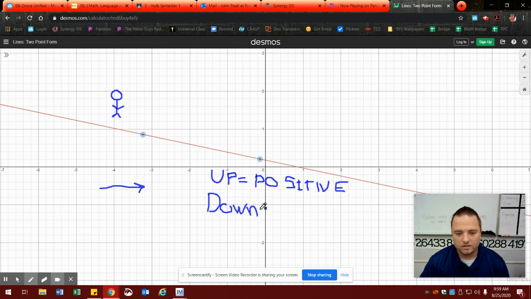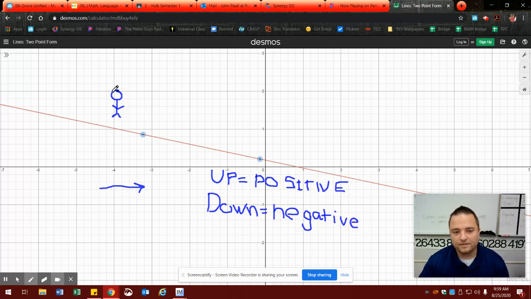Down. D-O-W-N. Okay, well, if up was positive, any guesses what down is? Yeah, I'm guessing some of you are going to say negative. Okay, this is what's known as a negative slope. Negative. Sorry for the sloppy handwriting. I'm writing on a mouse. Negative. That's a negative slope. Okay?